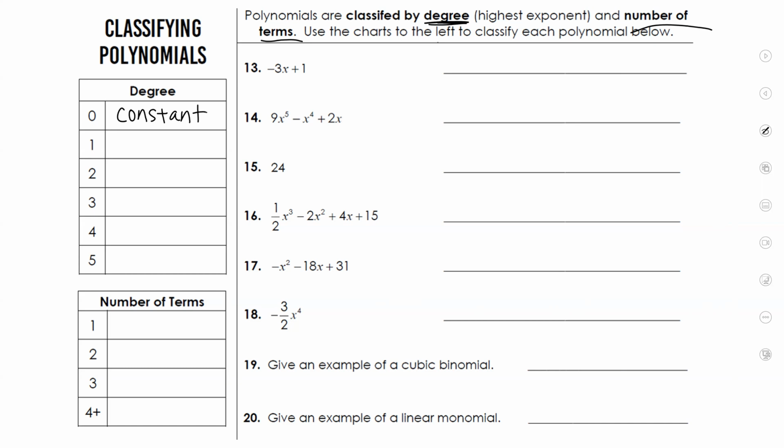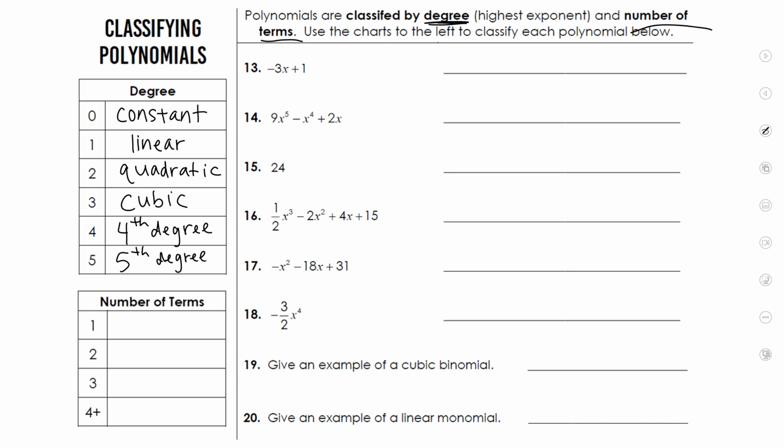If the highest degree is a 1, that means it's linear. If your highest degree is a 2, that means it's quadratic. If the degree is 3, we call that cubic. Once we hit 4, we just call it 4th degree or 5th degree, whatever number it is. This is a 5th degree.